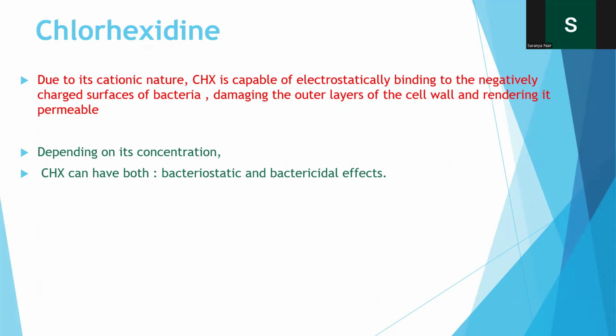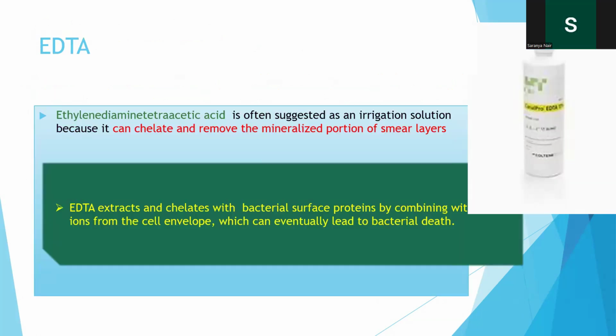Chlorhexidine, due to its cationic nature, is capable of electrostatically binding to the negatively charged surface of the bacteria, damaging the outer layers of the cell wall and rendering it permeable. Depending on its concentration, it can have both bacteriostatic and bactericidal effects. EDTA is often suggested as an irrigation solution because it can chelate and remove the mineralized portion of the smear layer. EDTA extracts and chelates bacterial surface proteins by combining with ions from the cell envelope, which can eventually lead to bacterial death.